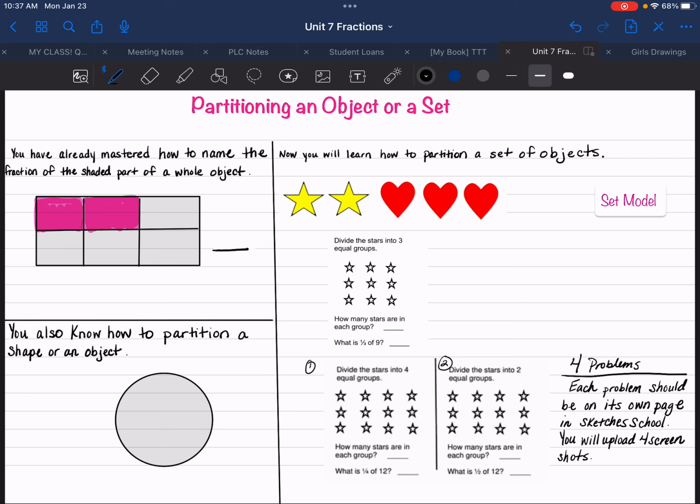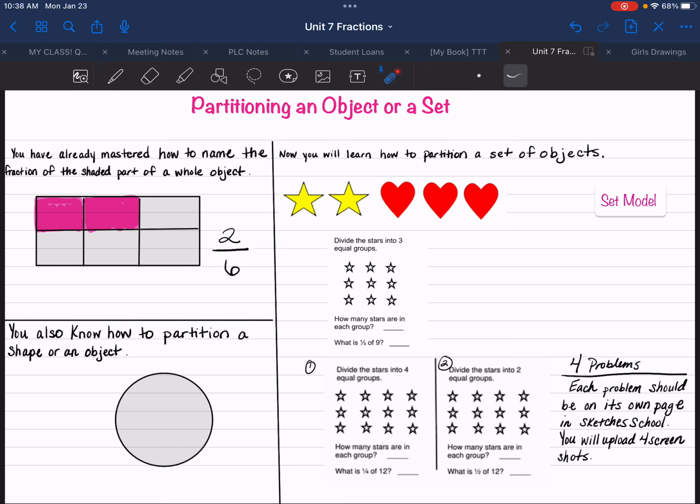and we said there were 6 equal parts, and we know that the total is the denominator, so it goes on the bottom. Now, how many parts are shaded? 2. So now we can write our numerator on top as 2. This fraction is 2/6.